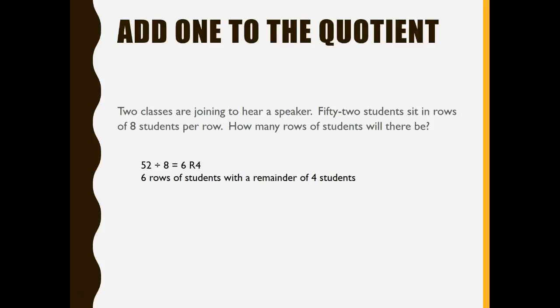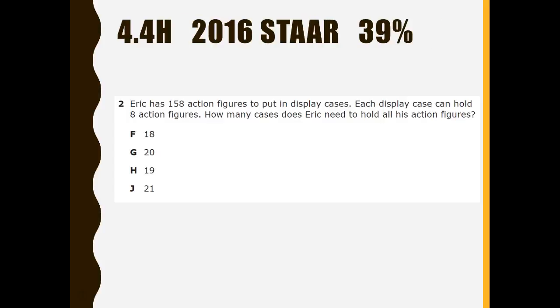The last type is adding 1 to the quotient. So 2 classes are joining to hear a speaker. There are 52 students who sit in rows of 8 students per row. Now when we divide 52 by 8, there will be 6 rows with 4 kids left over. So how many rows of students will there be? Well, we need to include those last 4 students. So now we'll add 1 to the 6, making it 7.